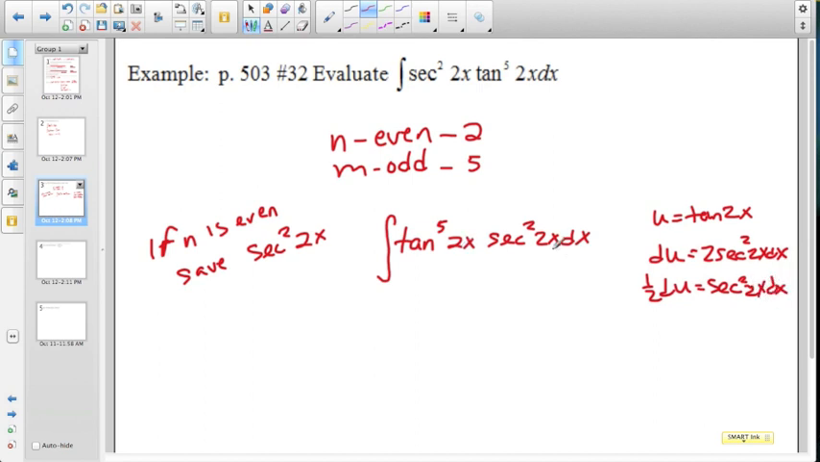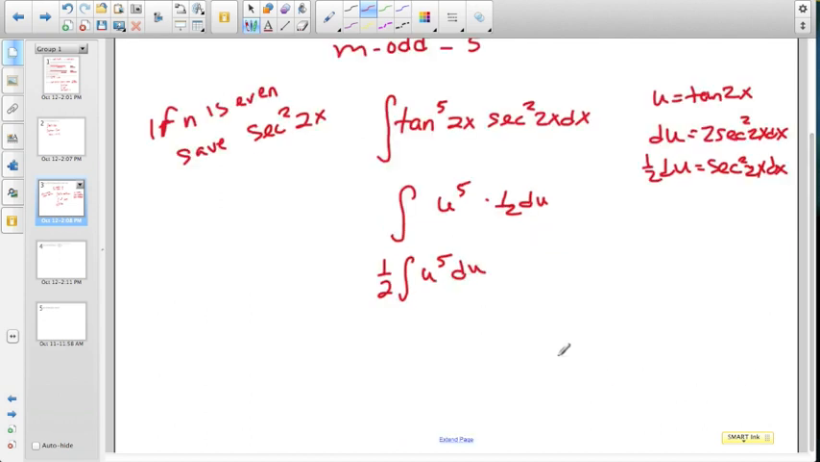As we make these substitutions, we have a 1/2 du and we have a u to the 5th here. I'm going to go ahead and pull out the 1/2, and we're going to integrate u to the 5th du. When we integrate u to the 5th du, we get 1/6 u to the 6th. Substituting back in, we get 1/12 tangent of 2x to the 6th power, and I'm just going to put the 6th power right there, and then plus our constant of integration, c.